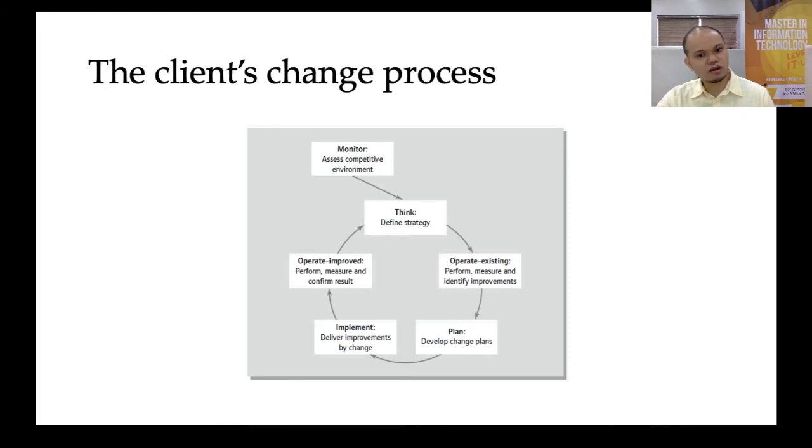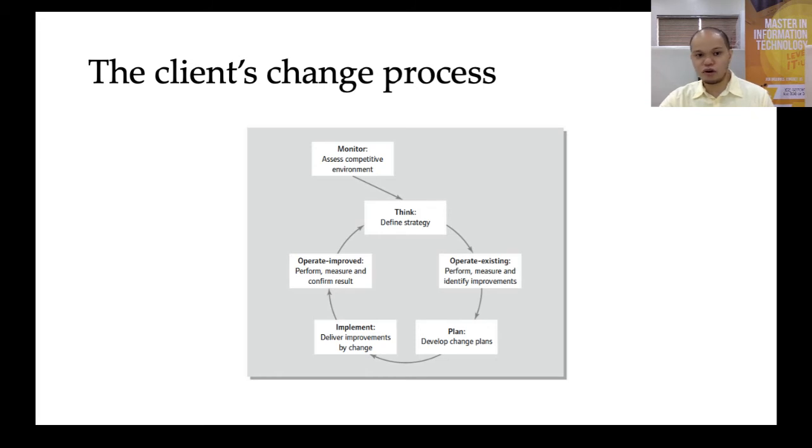So the plan step here is really trying to come up with an idea on how you can introduce necessary changes in order for the strategy to work that you've devised, or the client devised, during the think stage. Okay, and then once you've come up with your change plans, then you implement the change. Okay, you deliver the improvements, and then you operate according to what is known as the operate improve stage.